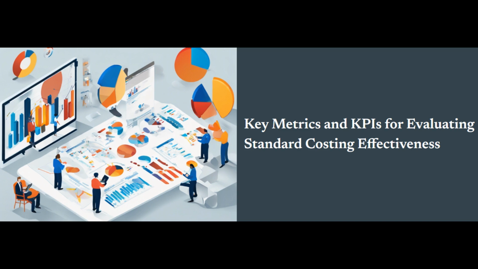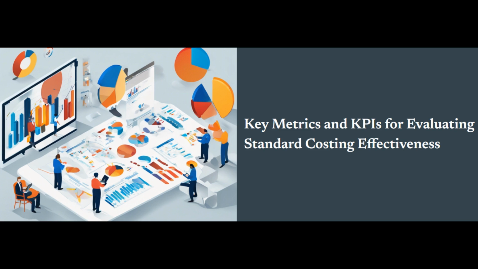Gross margin analysis. Another critical metric for evaluating the effectiveness of standard costing is gross margin analysis. By calculating the gross margin for each product or service, organizations can assess the profitability of their offerings and make informed decisions about pricing, product mix, and resource allocation. The gross margin can be calculated as follows. Gross margin equals revenue minus cost of goods sold.